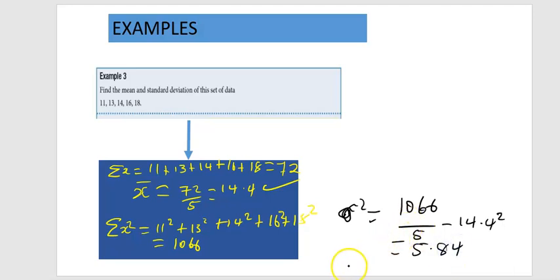Now, for us to find the standard deviation, because this is the variance, it will be the square root of the answer we got. So it is the square root of 5.84, that is the standard deviation. This should be able to give you 2.42. So three significant figures.